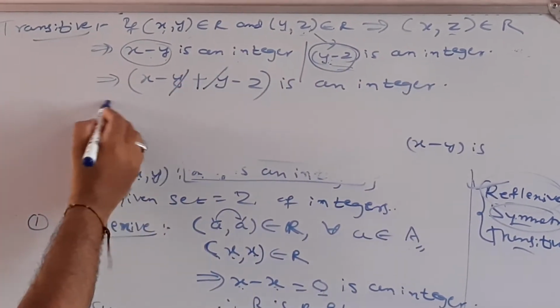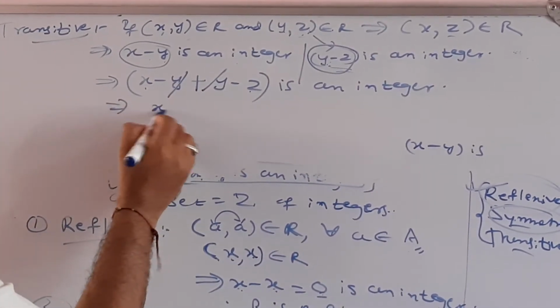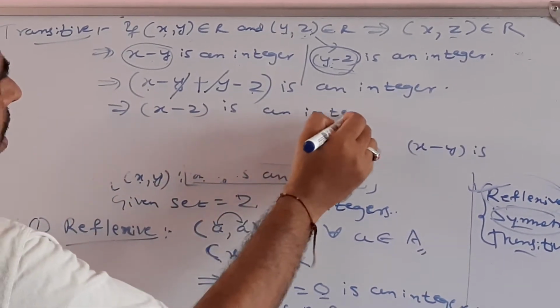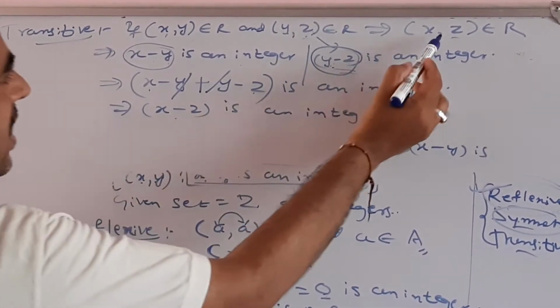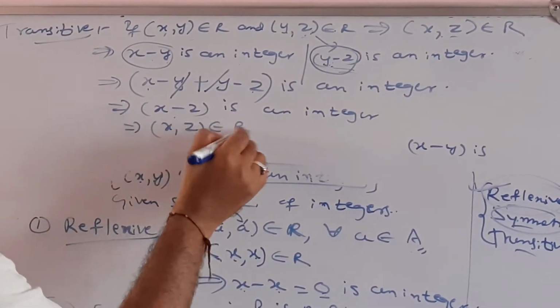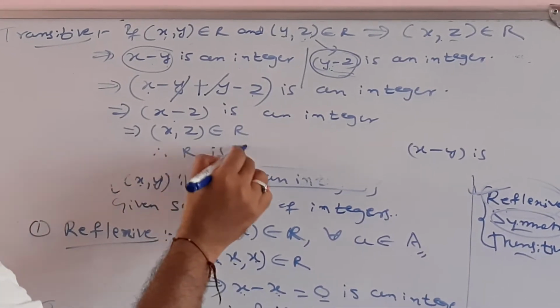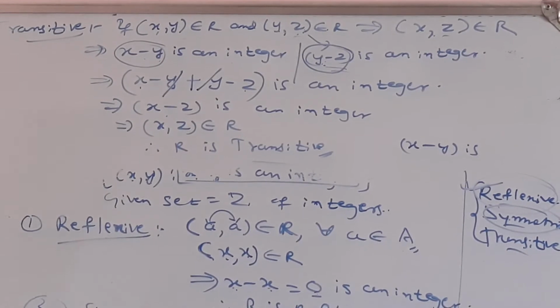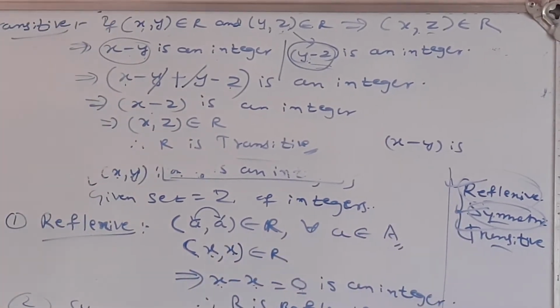So here this gets cancelled, and I get x minus z. See, x minus z is an integer, which implies the pair (x, z) belongs to R. Therefore, R is transitive. So symmetric works well, and transitivity also works well.